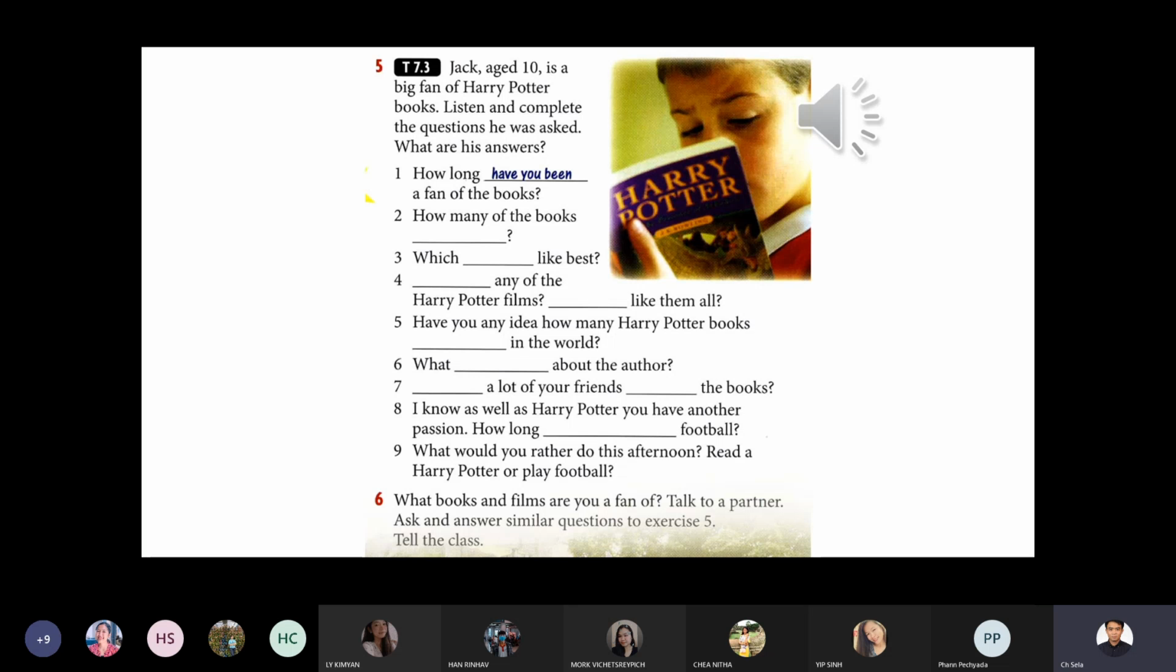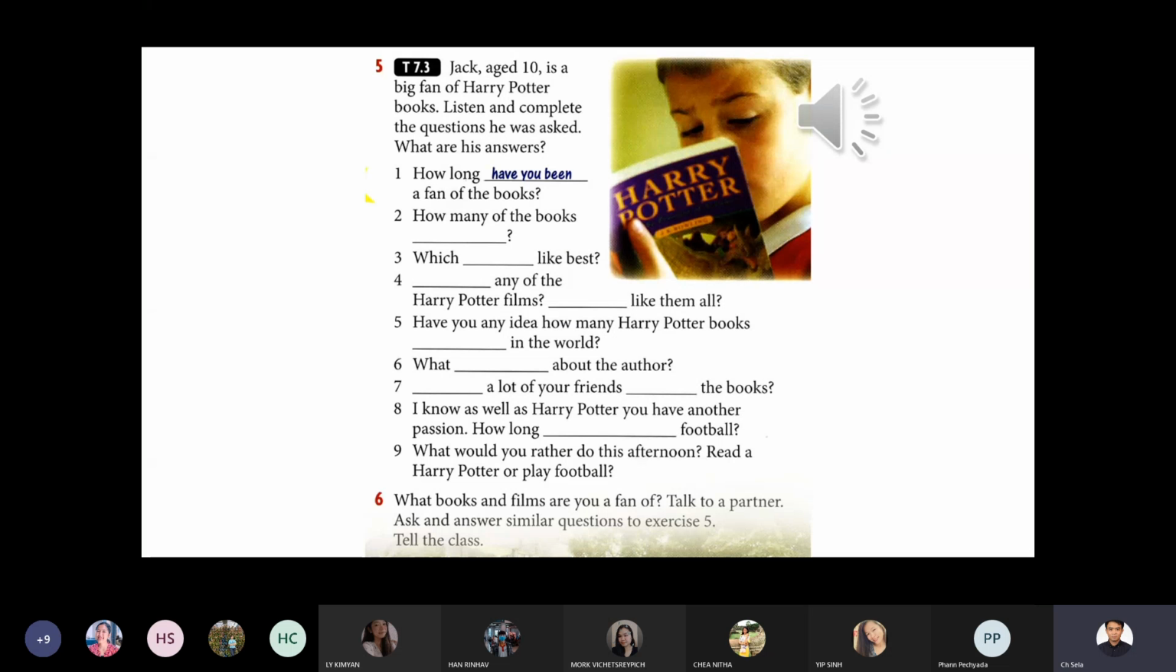Oh, I bet a lot of children were frightened by it. I wasn't. Jack, have you any idea how many Harry Potter books have been sold in the world? I don't know. Millions? Maybe 20 million? Not quite. It's 300 million. 300 million? Wow, that's a lot of books.